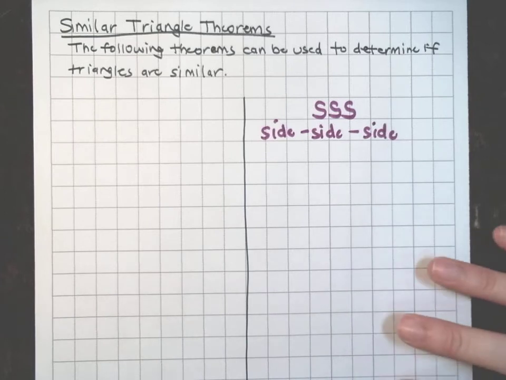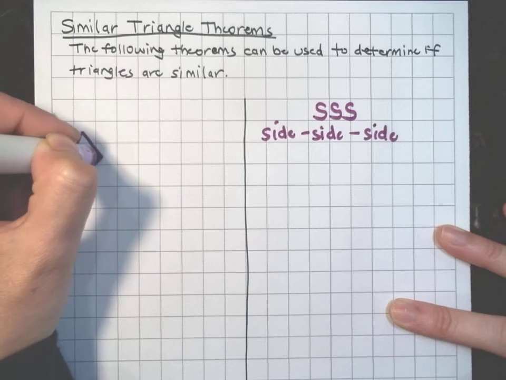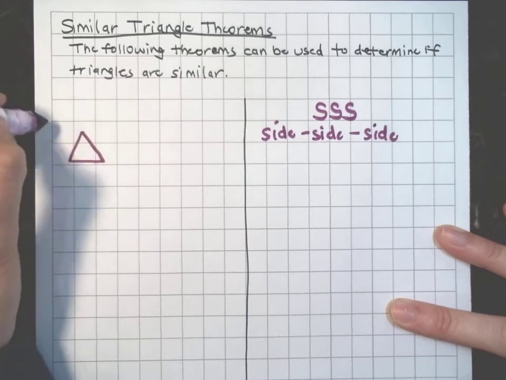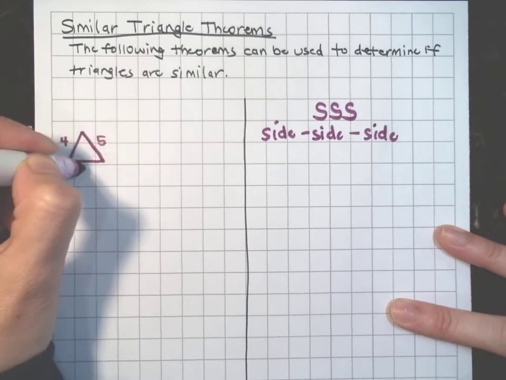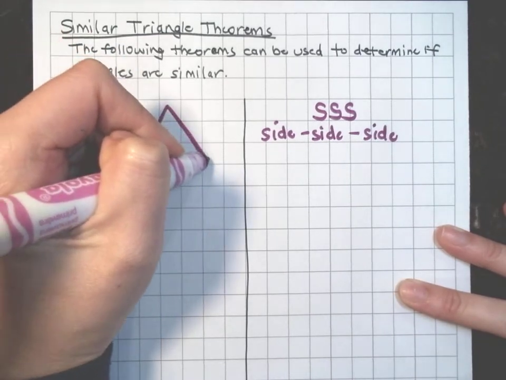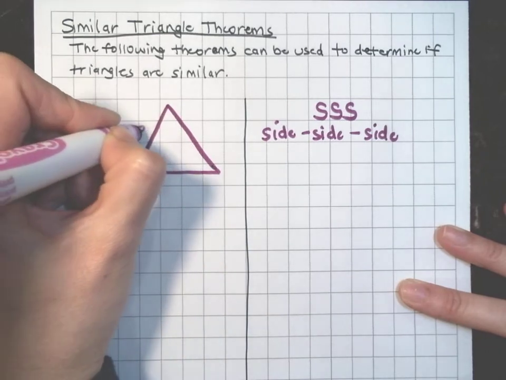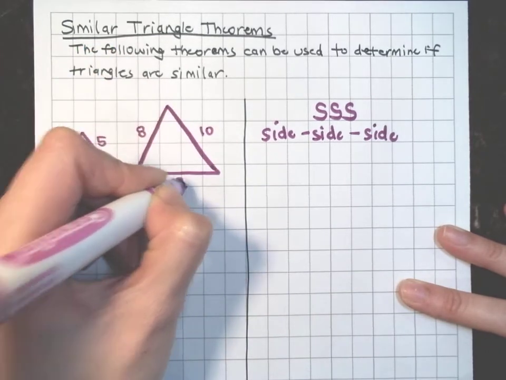So let's sketch our picture first. We have a triangle. The sides are 4, 5, and 6. And then another similar triangle. The sides are 8, 10, 12.